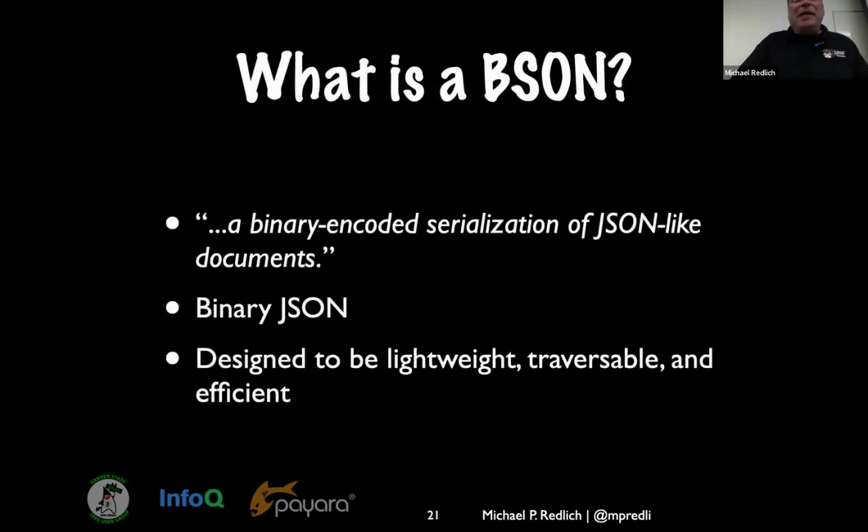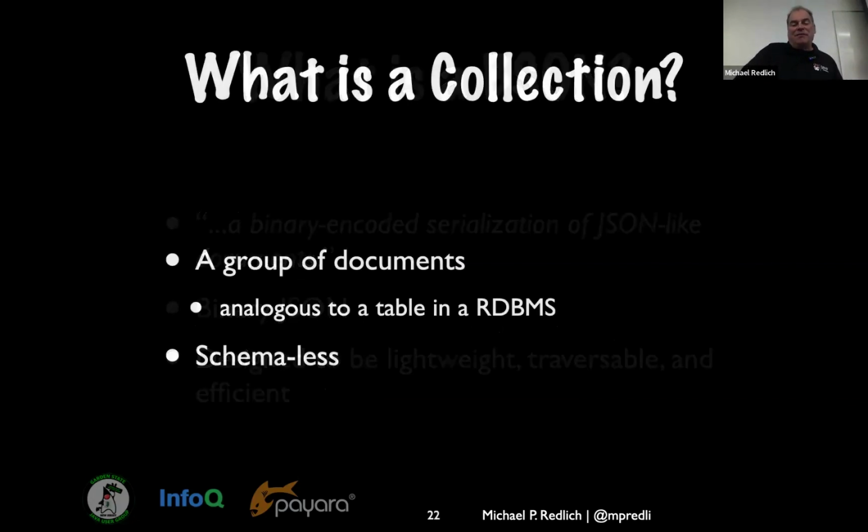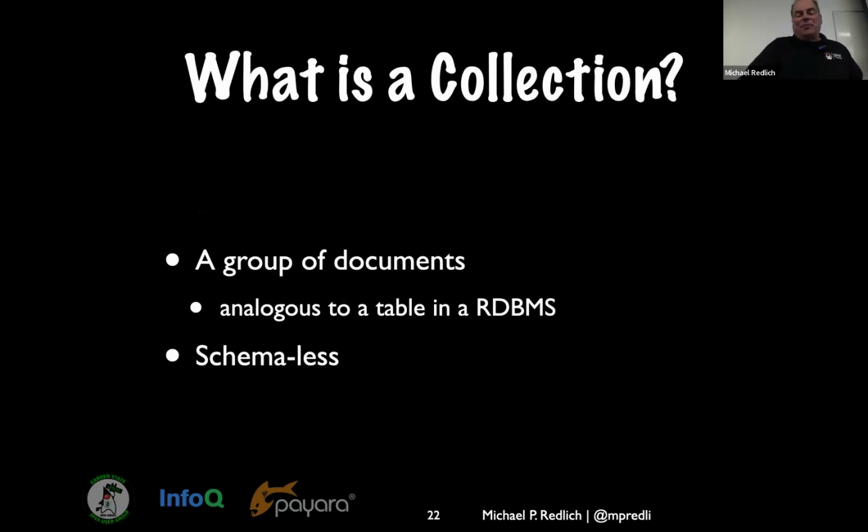And BSON, that's the binary JSON, is designed to be lightweight, traversable, and efficient. That's in the primary key. And then a collection is a group of documents. We'll see all this as we do the demos. And as I mentioned before, MongoDB and the collection itself is schemaless, which I think is a cool thing.